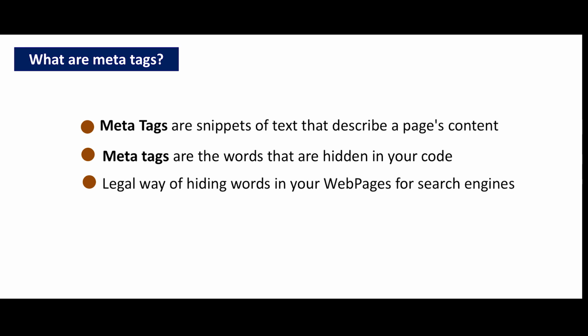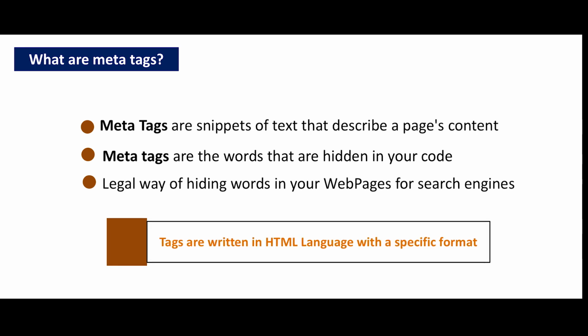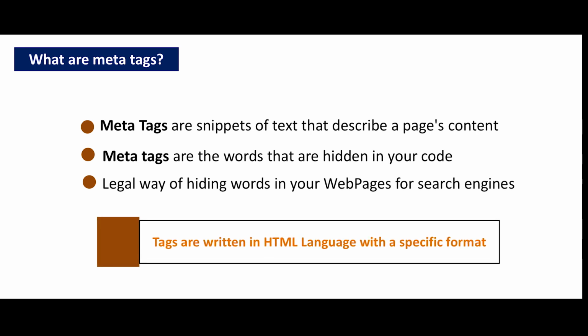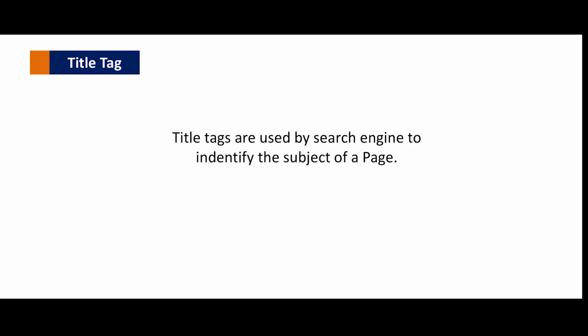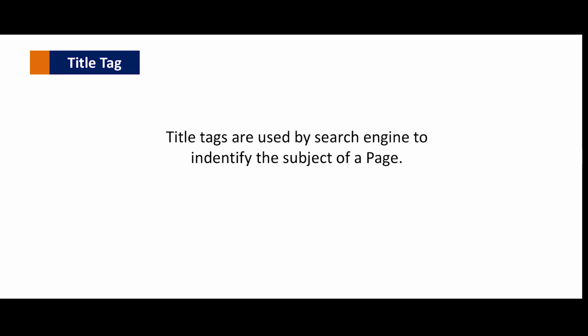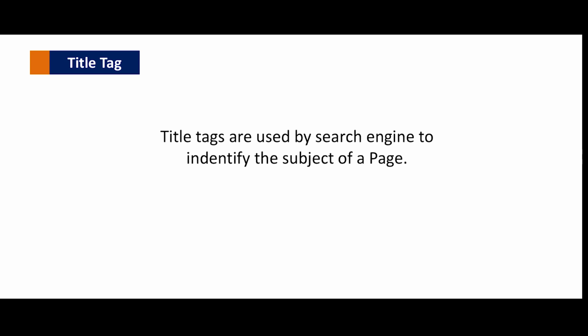Include relevant keywords in these tags. Tags are written in HTML language with a specific format. Let us discuss various types of meta tags important from an SEO point of view. The first is the title tag. Title tags are used by search engines to identify the subject of the page. That means we should carefully select the words for the title of your web page and place relevant keywords in the title.